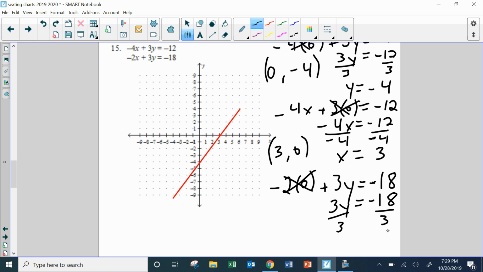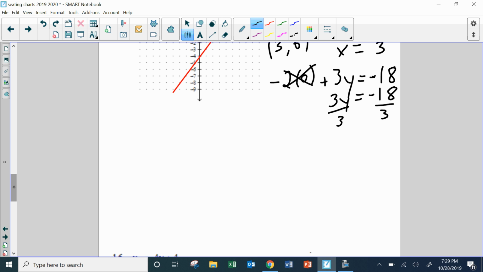Divide by 3. That's my last step when I'm solving equations, really every time, even if you just divide through by 1. So I get y equals negative 6. So my first point is 0, comma, negative 6. Because I made x 0, and then when I solved it out, y was negative 6.